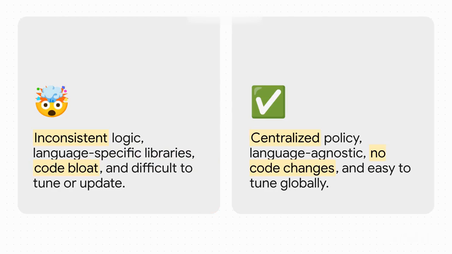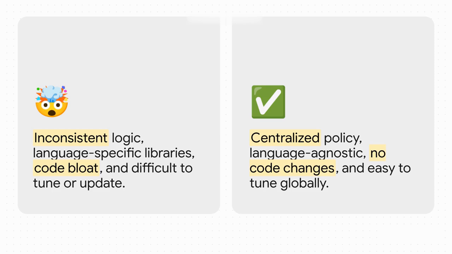Okay, so let's go back to that comparison chart. This is the big reveal, and it really shows you the power of the mesh. Remember all those problems we had on the left? Well, the service mesh just solves them, all of them. Instead of that inconsistent chaos, you get one centralized, consistent policy for every single service. Because it's at the network level, it's completely language agnostic. Your developers get to stop writing boilerplate and focus on building features, because you don't have to change any application code. And the best part? If you need to tune your resilience strategy, you do it in one place and it applies everywhere instantly.